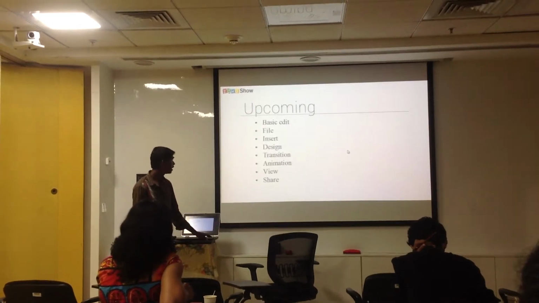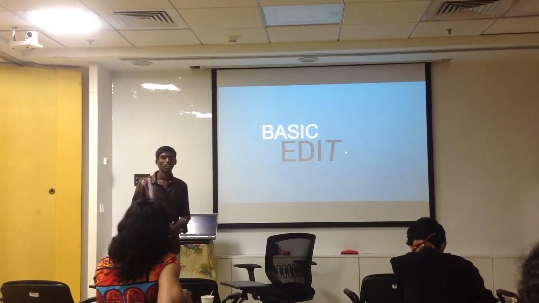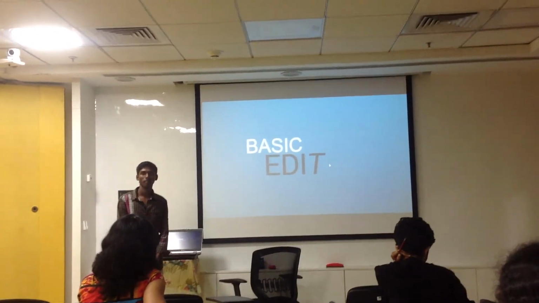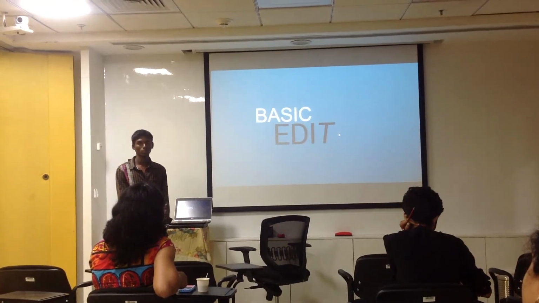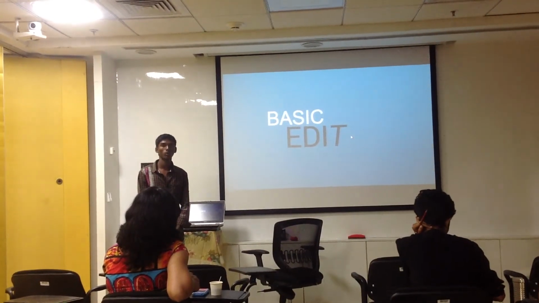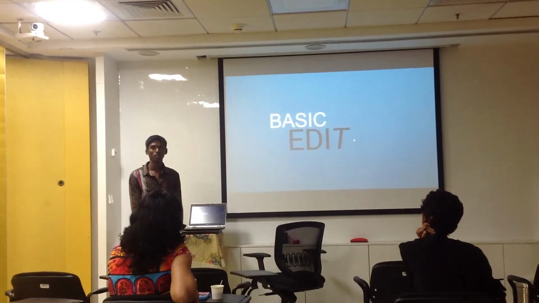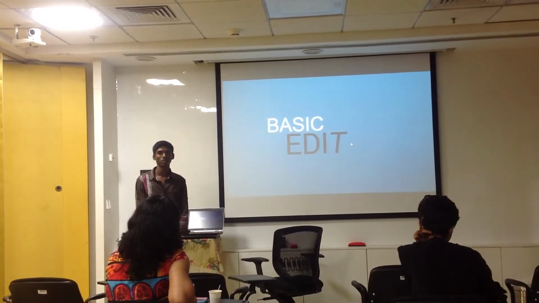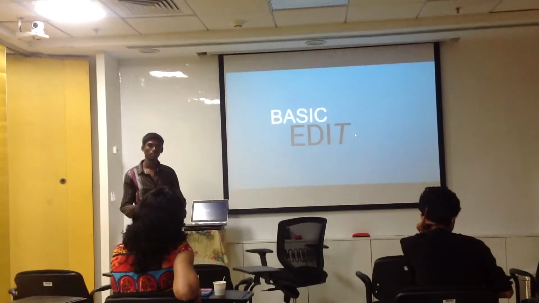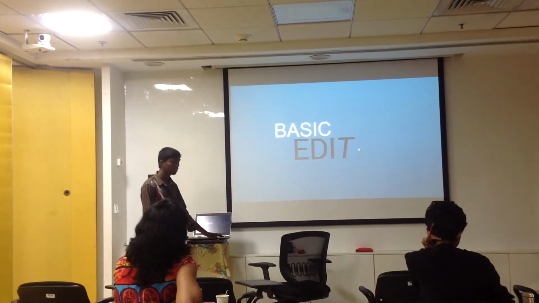First, basic edit. Zogo Show offers a variety of text formatting. You can make your text bold, italicized, and indent text, and you can also add text boxes and move them around using the drag and drop option, and you can include bullets and numeric lists. These are the basic edits.